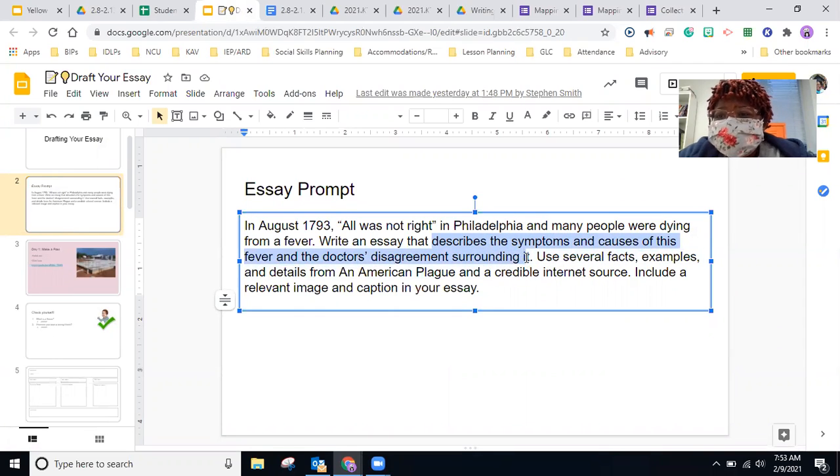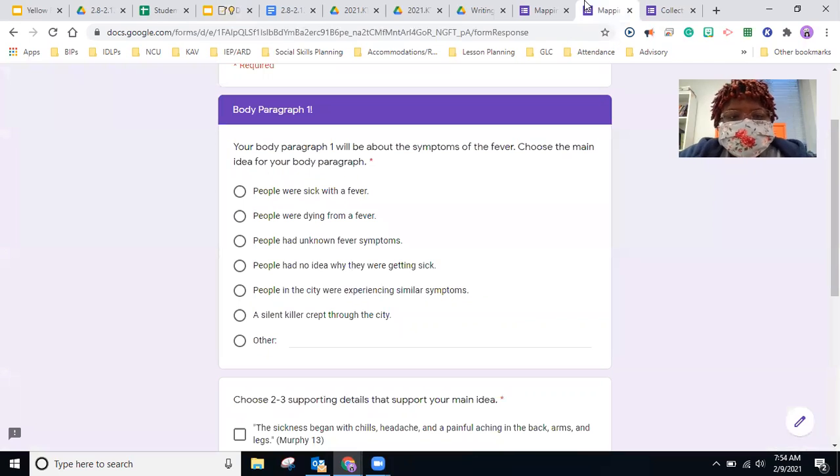We kind of already addressed the cause in our introduction. Remember, we're talking about the cause being mosquitoes. So now we need the symptoms and the doctor's disagreements. So our body paragraph one is going to include the symptoms. Body paragraph two, we'll talk about doctor disagreements, and we'll talk about that when we get to that page. So we're on body paragraph one.